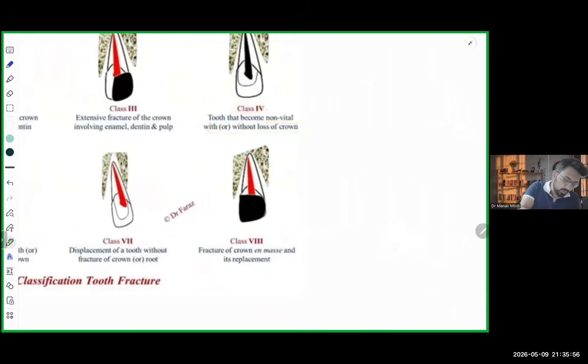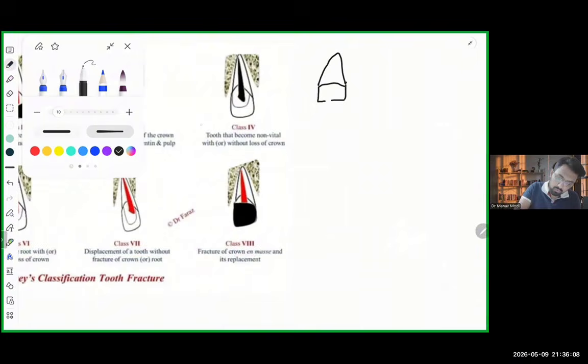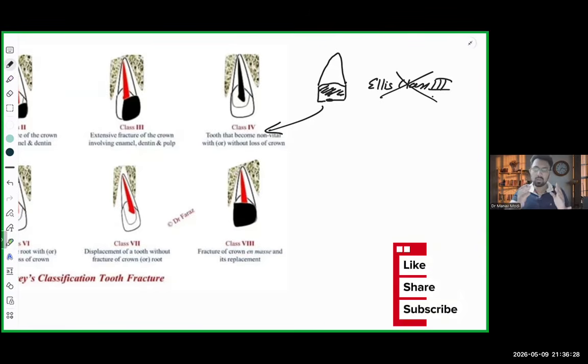So for example, you are given this question, somewhat like this, tooth is there. And here you can see some pulpal exposure also. So guys, don't mark this as Ellis class 3 straight away. Check the discoloration of the tooth. If the tooth is being shown as discolored, then mark this as Ellis class 4 because the examiner wants to know that discolored tooth, that is a necrotic tooth, that is a non-vital tooth, that is Ellis class 4.